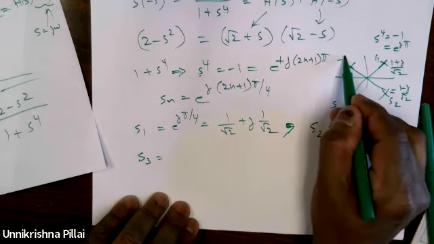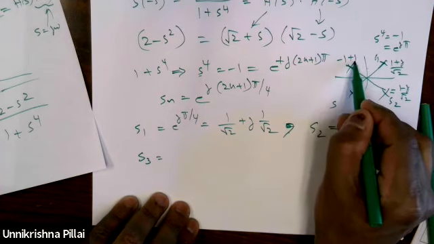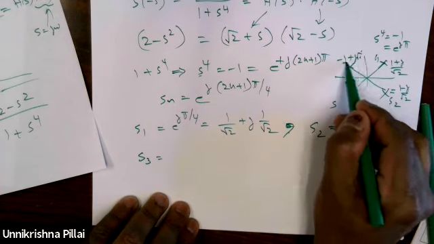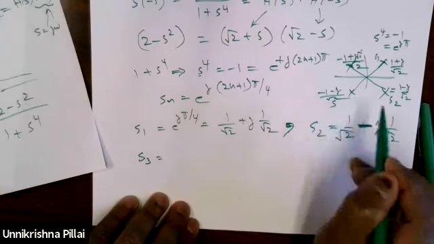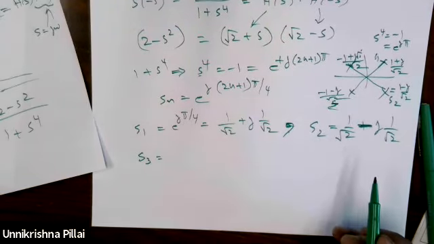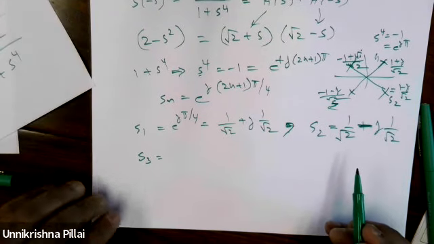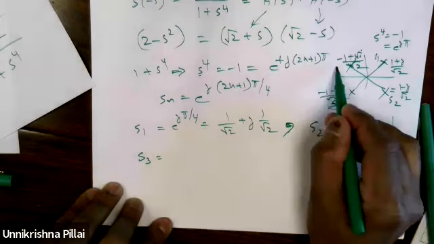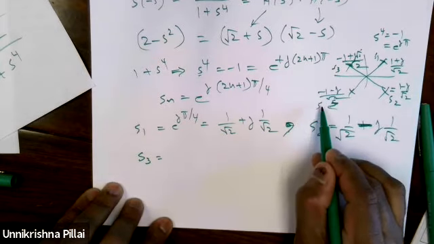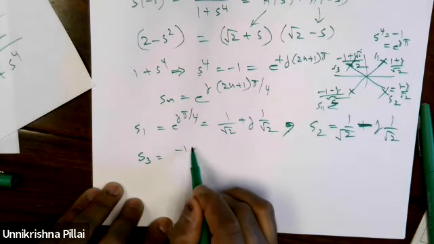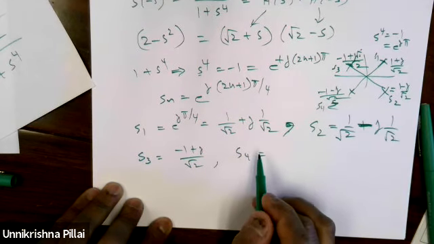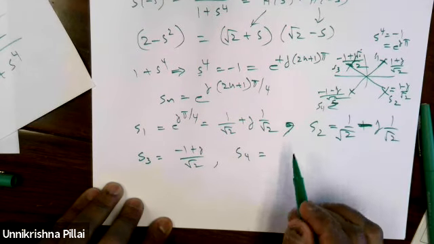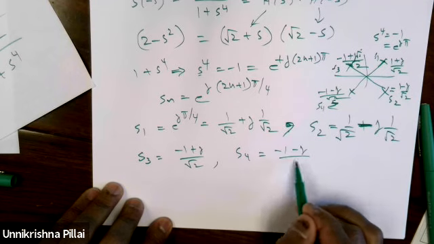This is minus 1 plus j square root of 2 divided by square root of 2. Minus 1 minus j divided by square root of 2. So S3 is, let me write this to be S3, this to be S4. So S3 is minus 1 plus j square root of 2. S4 is minus 1 minus j over square root of 2.